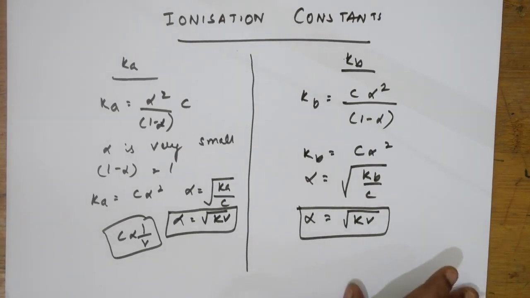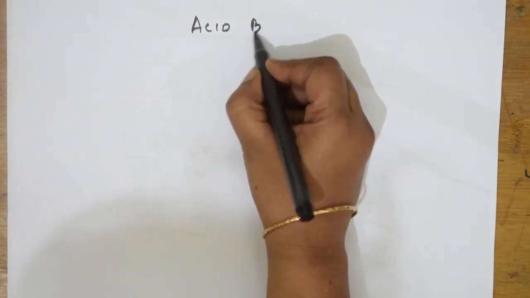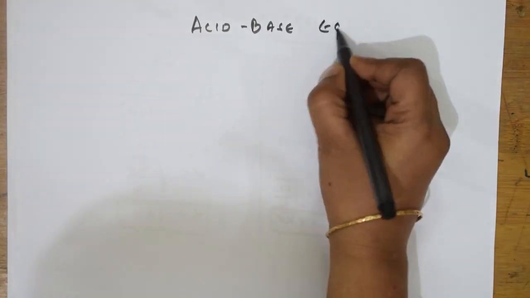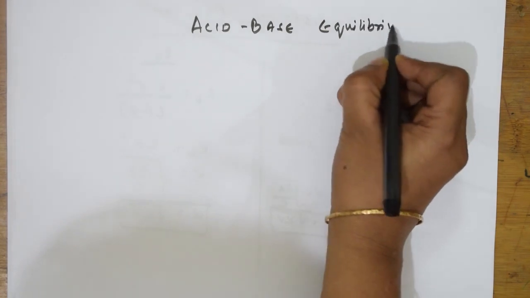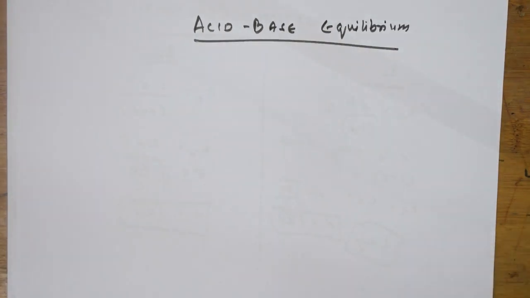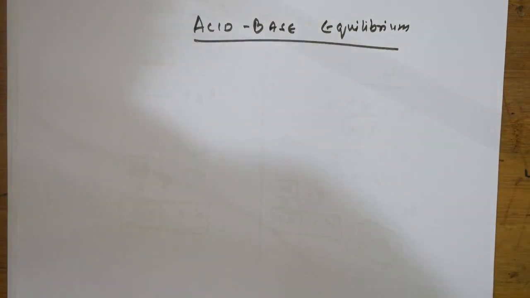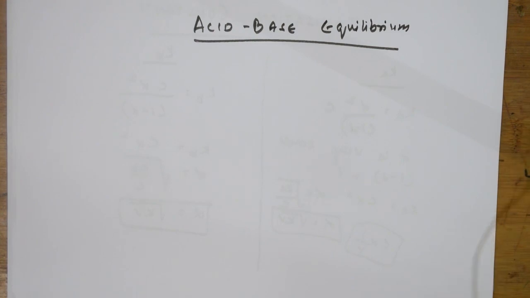Now the same thing, if I speak in terms of one more concept which you should remember, that is ionization of polyacid and polyacidic base. That means acid base equilibrium. I'm going to teach you about acid base equilibrium in terms of polybasic acid and polyacidic base. Once again, polybasic acid and polyacidic base.